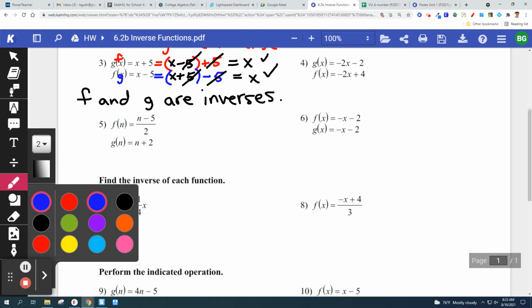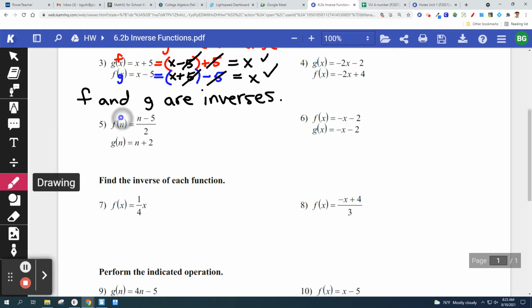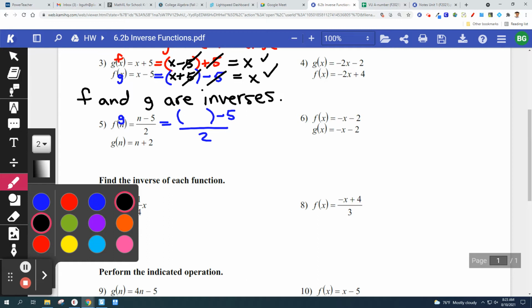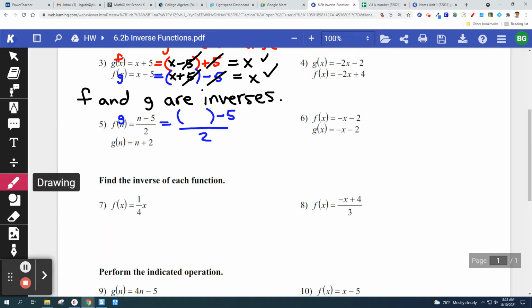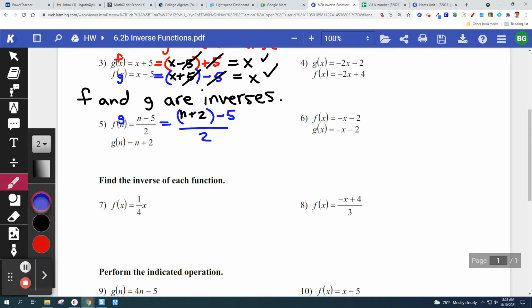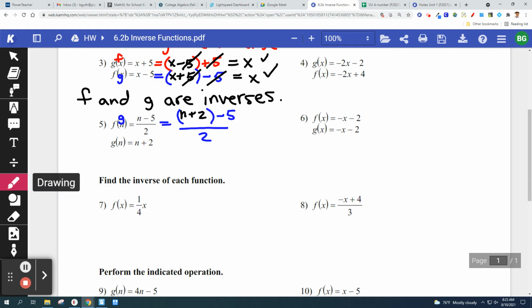just to make sure. So, okay, the f function, we got to plug in the g function. And the f function says something minus 5 over 2. So I'm going to plug in that g function. G was n plus 2. And if I clean up on the top, you know, the 2 and the 5 don't cancel out. 2 minus 5 is minus 3. You've got n minus 3 over 2.